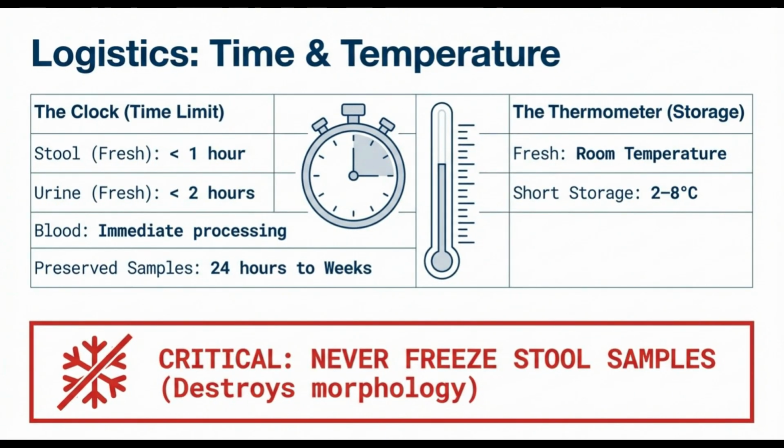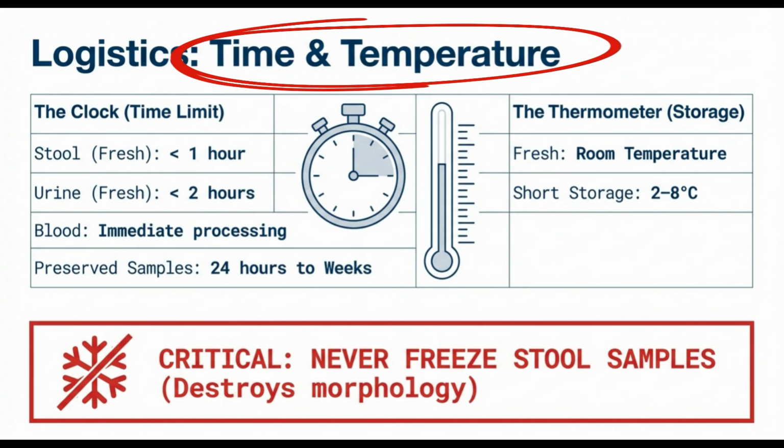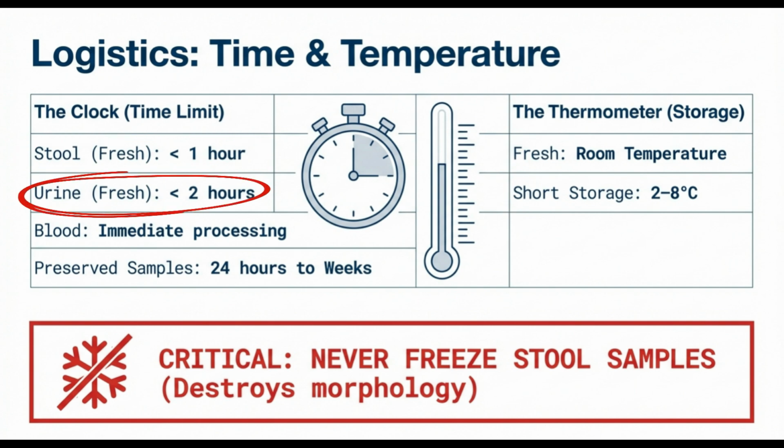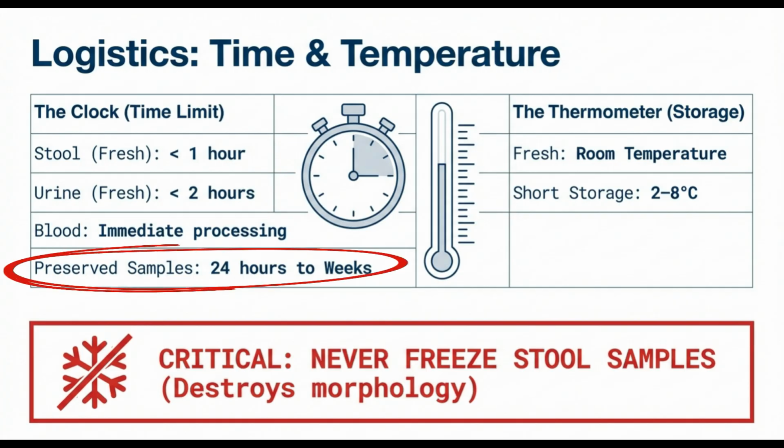Along with the chemistry of preservation, the physical conditions are absolutely critical. This table here gives us the hard limits for time and temperature. If we look at the clock, a fresh stool sample has to be processed in under 1 hour. Fresh urine gets a little longer, under 2 hours. And blood, that needs immediate processing. Preserved samples, on the other hand, are more stable. They can last from 24 hours up to several weeks.